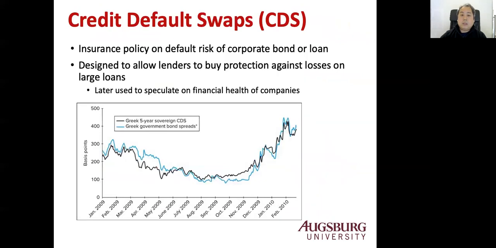The next one is credit default swaps, the CDS premium. So a CDS is an insurance policy on the default risk. You can actually buy an insurance policy for the default risk of certain bonds. And the premium on this CDS is also a measure of the degree of the default risk. So if the CDS premium is high, then the default risk is high, because you have to pay a high price for the CDS that protects against default on highly possible default bonds, right?